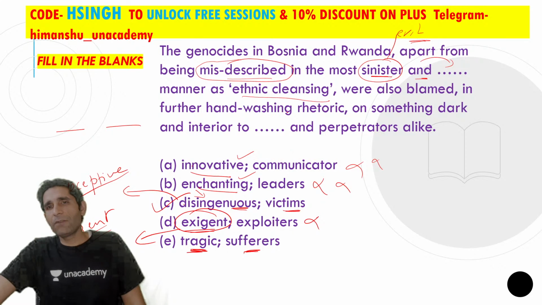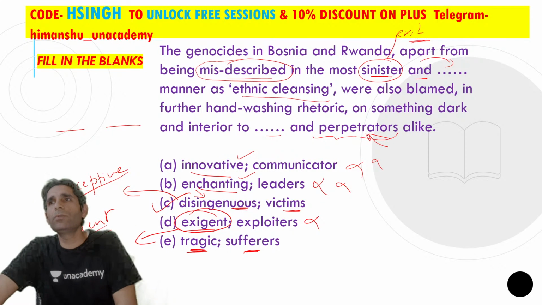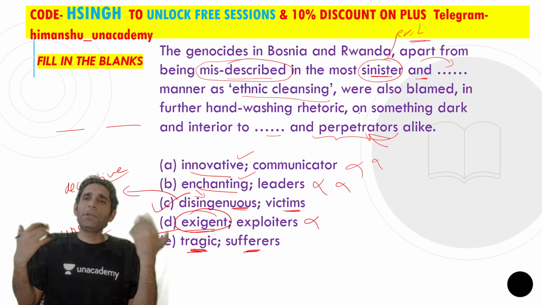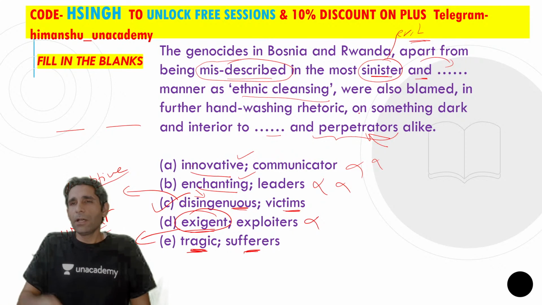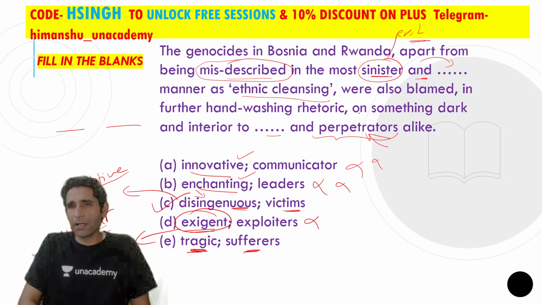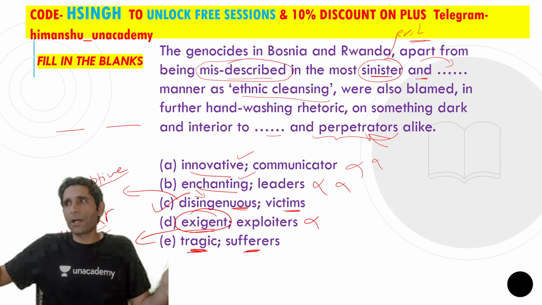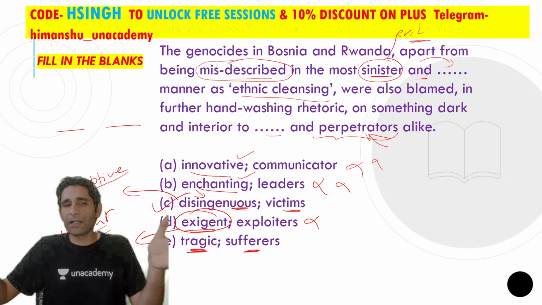Were also blamed in further hand washing rhetoric on something dark and interior to dash and perpetrators alike. Okay, so एक चीज देखना, perpetrators मतलब the people who do the wrong act or the ones who are basically doing the crime, or like the ones who are indulging in the wrong act. तो perpetrators के पैरेलल कौन सा वर्ड आएगा? जिन लोगों को उसकी वजह से विक्टिम बनना पड़ा, है ना? तो सफरर्स भी जा सकता है, ठीक है, but then victims would be a better word. Okay, because like you have the perpetrators and then you have the victims. Perpetrators मतलब क्राइम को करने वाले, victims मतलब जो उस क्राइम के झेलने वाले या फिर उस क्राइम का जो टारगेट है, that are victims, right?